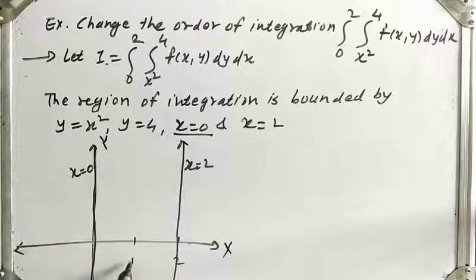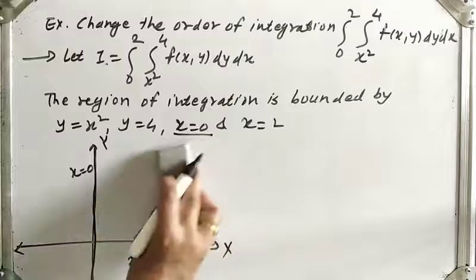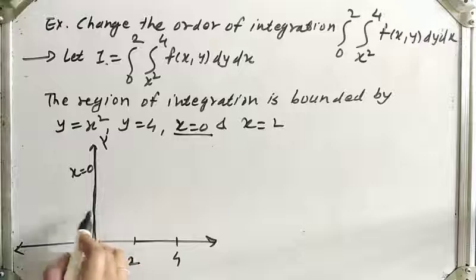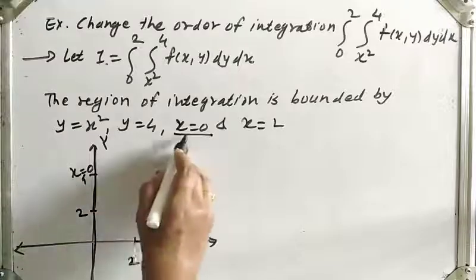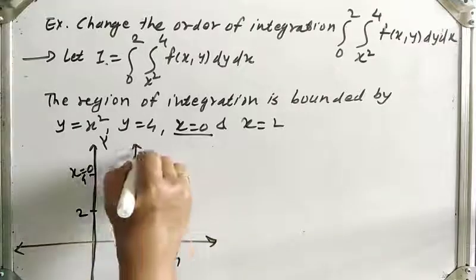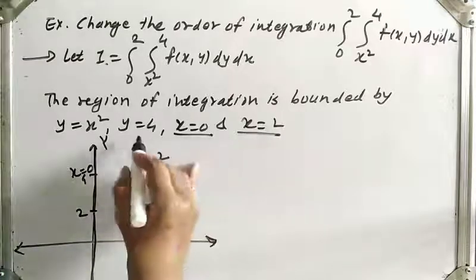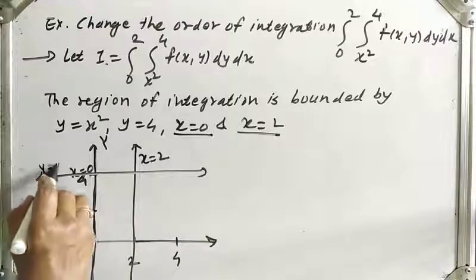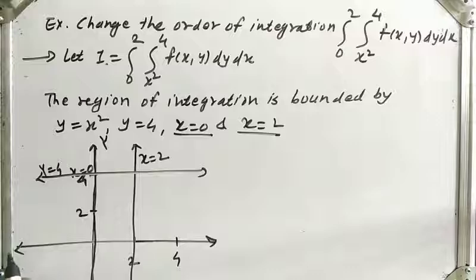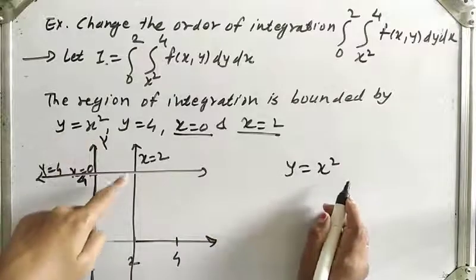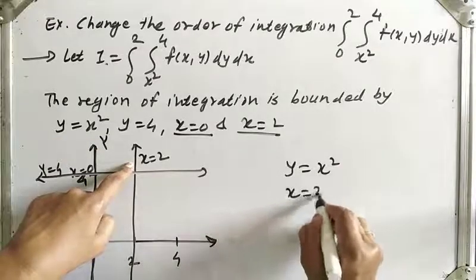Let us take it as 2, 4. Okay, so here is 2, 4. x is equal to 0, this line; x is equal to 2, this line; y is equal to 4, this line. And y is equal to x square.